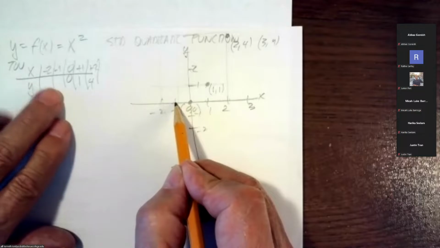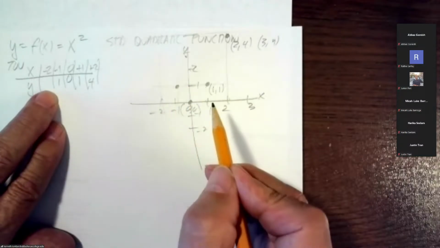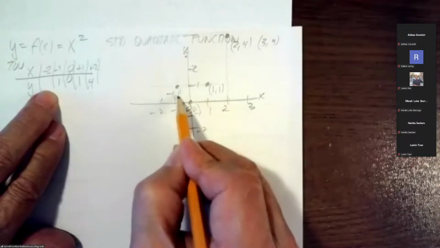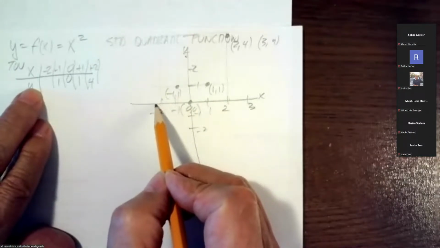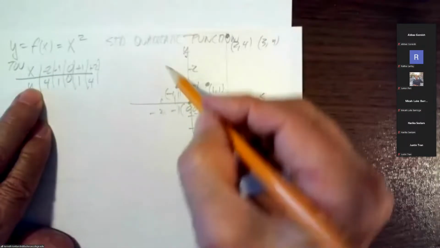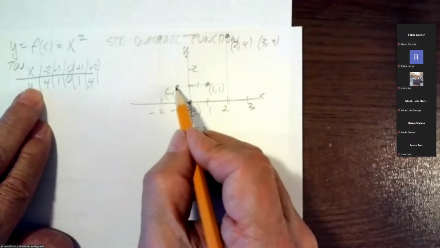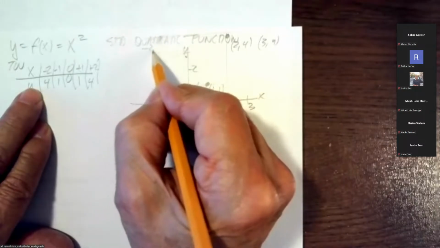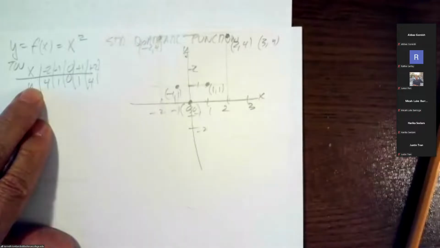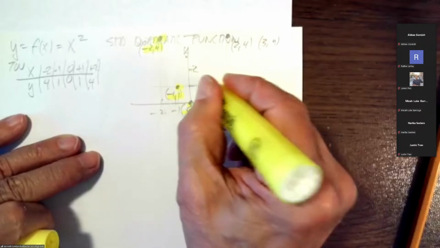So -1, if we square -1, we still get a 1. So we're still going to get this point, -1 and 1. And if I go -2 and square -2, I get a +4, don't I? So -2, I'm still clear up at here. So here's -1 and 1, here's -2 and 4. And so I'm going to label these points and show you where they are.